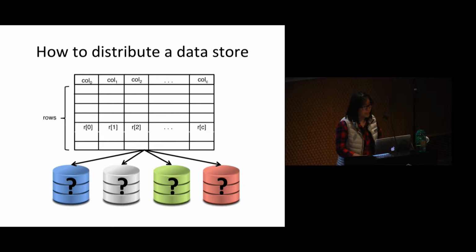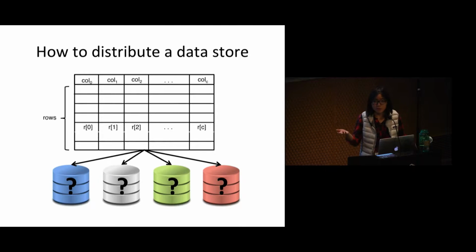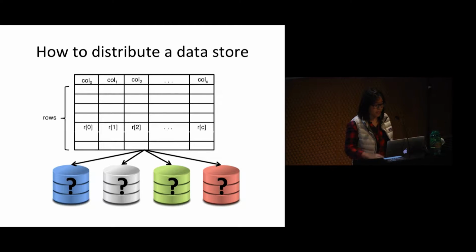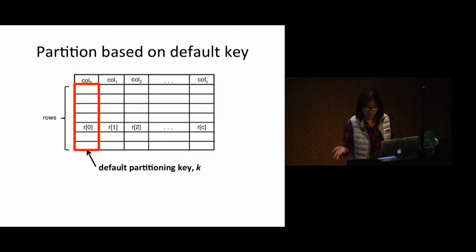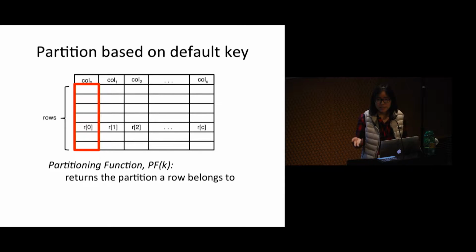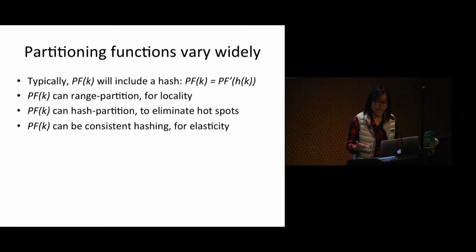Traditionally, this is done by selecting a default column as your default partitioning key, k. Then you have some partitioning function, pf, that takes this value k and returns the partition that the row should belong to. There's a lot of different ways you can implement this partitioning function. Typically, it'll include some hash, so the partitioning function doesn't take k, it actually takes some hash of k.